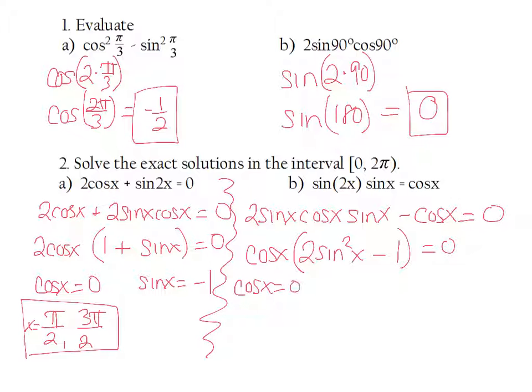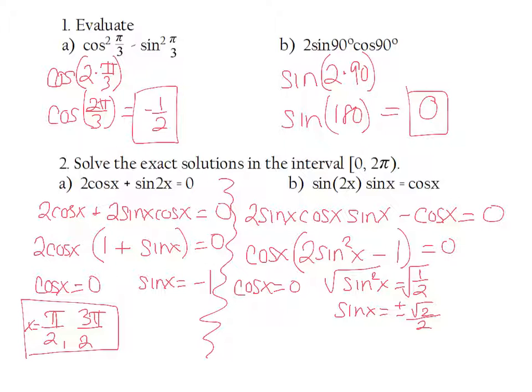Cosine x equals 0. On this one, I'm going to add the 1 and divide by the 2. Sine squared x will end up equaling 1/2, but I have to square root that. Sine x will end up being a plus or minus, and hopefully you've done it enough that you remember the square root of 1/2 is the square root of 2 over 2.